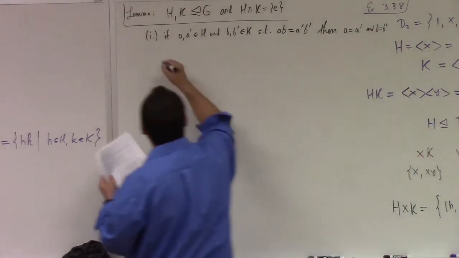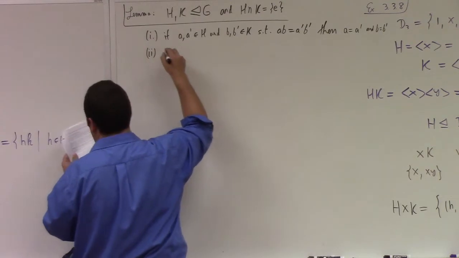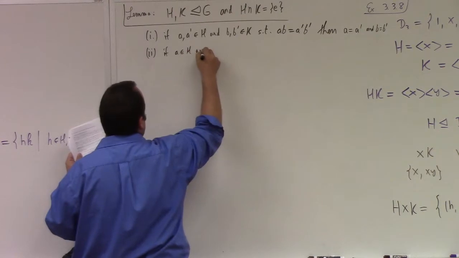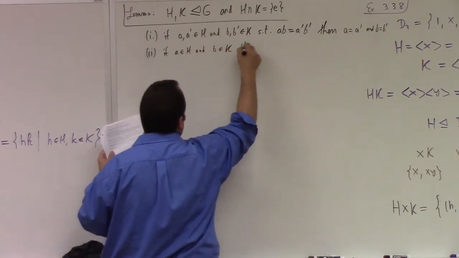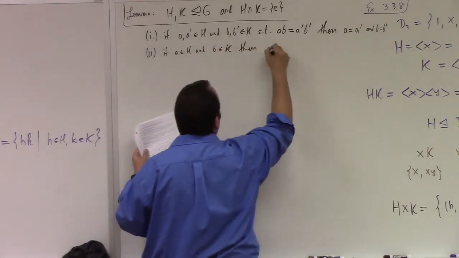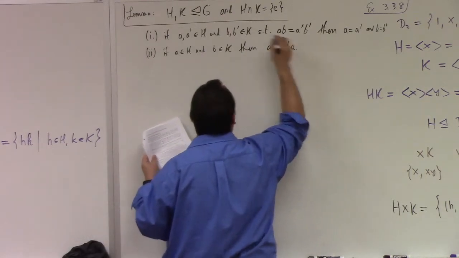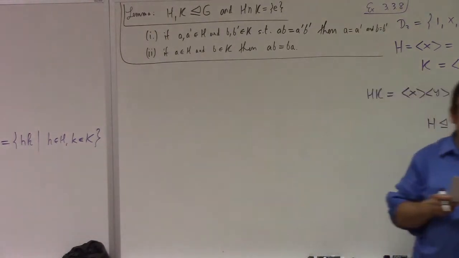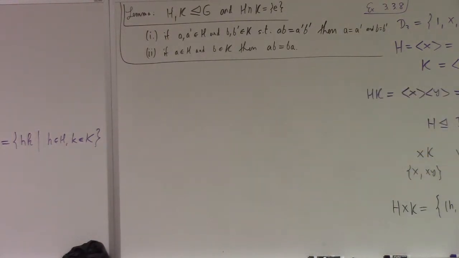Part 2 says that if a is in H and b is in K, then they commute. ab is equal to ba. All right? This is the lemma. Once we have this lemma, it's a simple matter to actually use the data in the definition to produce the isomorphism in my thought bubble definition. All right, so let's prove this lemma.